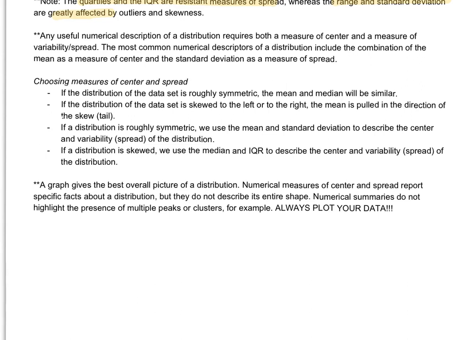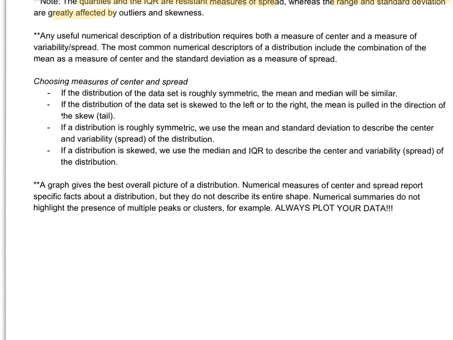So we should remember, the graph gives us the best overall picture of the distribution. The numerical values for center and spread are giving us specific facts about a distribution, but they don't describe its shape. The numerical summaries are only highlighting key features. They're not telling us anything about the peaks or any clusters or gaps. So it's super important that we always plot our data.